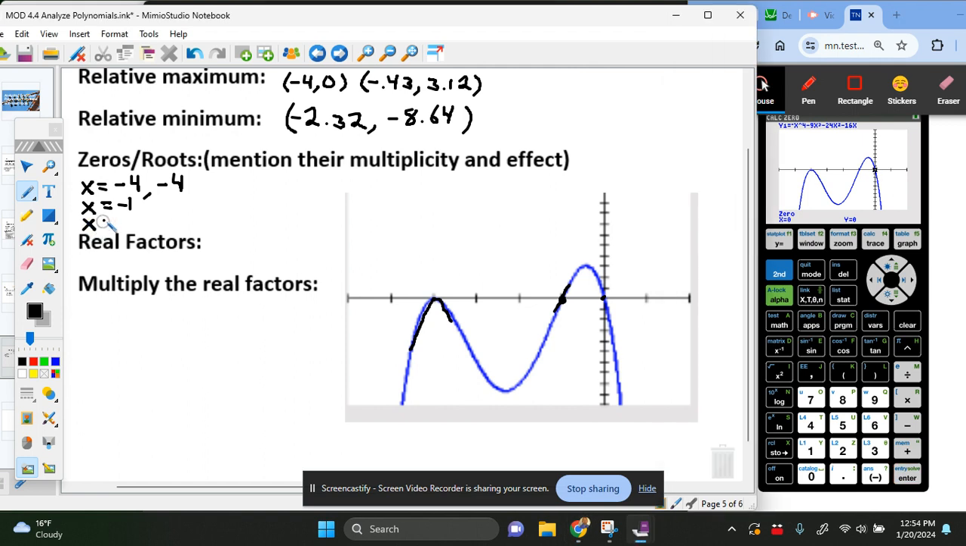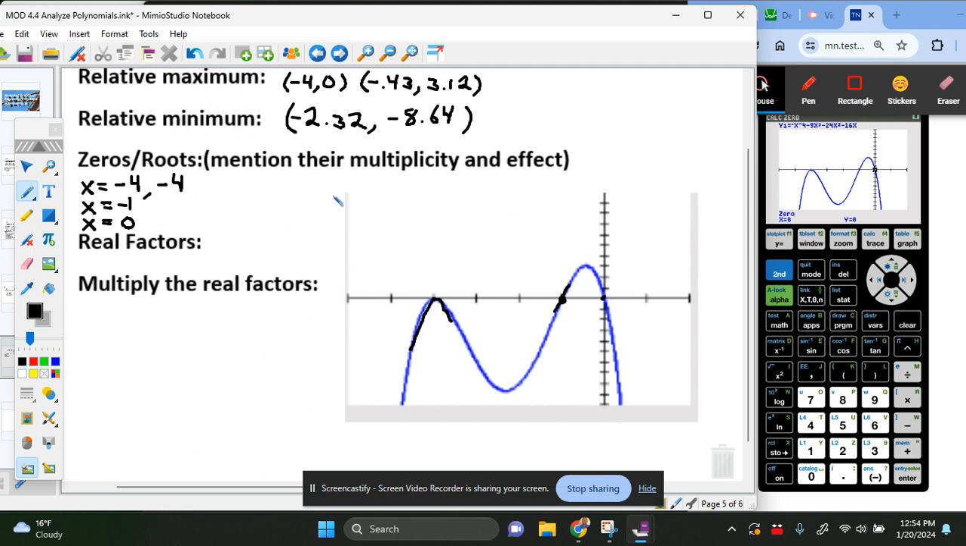And so I know that that has an odd multiplicity too, because it goes across the x-axis. All right, bounces off: even multiplicity. Goes across: odd multiplicity. Across: odd multiplicity.